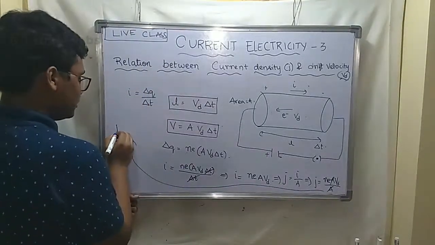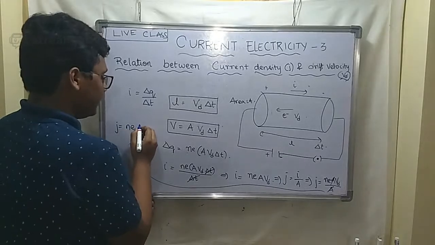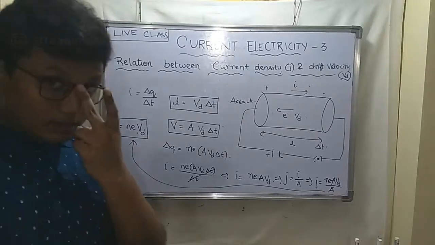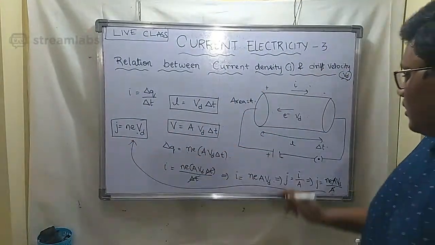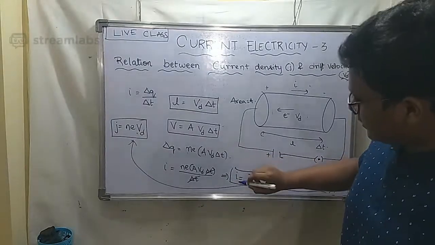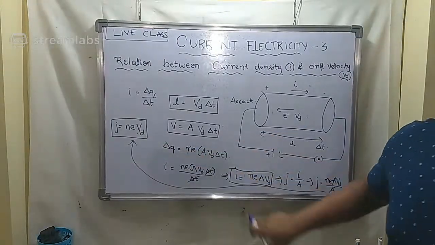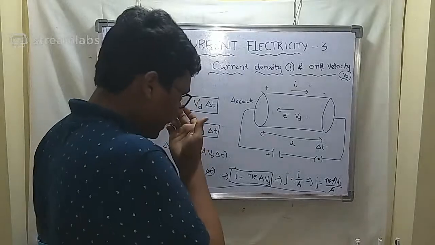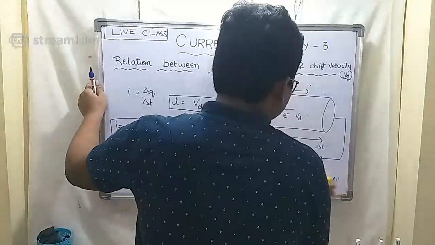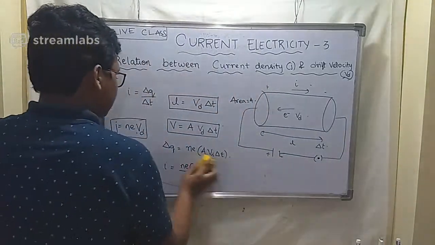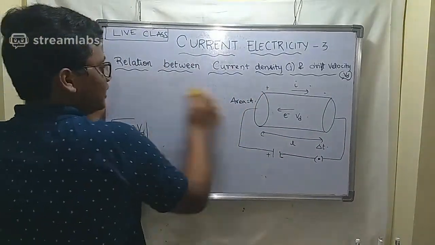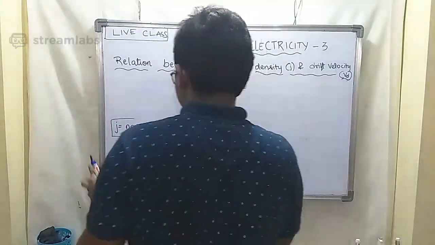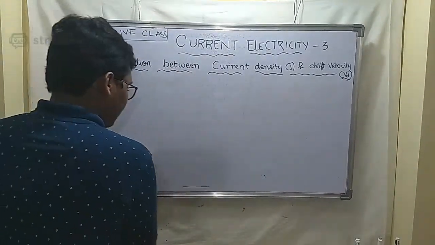NeVd is the relation. These two are the important results we get here: J is equal to NeVd and I is equal to NeAVd. Okay, now we will discuss Ohm's law. What is Ohm's law? See, this is very important now. This relation is very important. Now we'll talk about it.